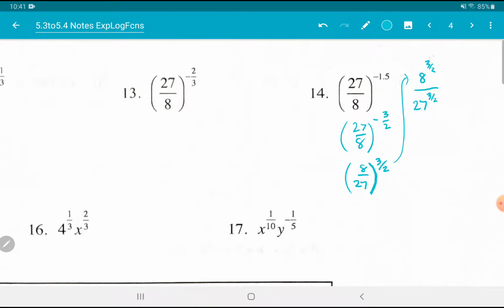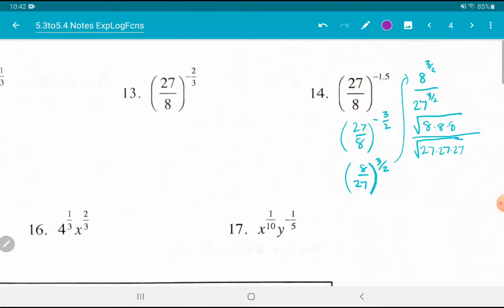Now keep in mind that 8 to the power of 3 over 2, the 3 over 2 can be broken up into two parts. One, the over 2 is the same thing as saying square root. And then to the third power means what we have is 8 times 8 times 8, like that. On the bottom, what we have is 27 to the power of 3 over 2, where over 2 again means square root, and then 27 to the third is what's going to be put inside the root. And then we can simplify.